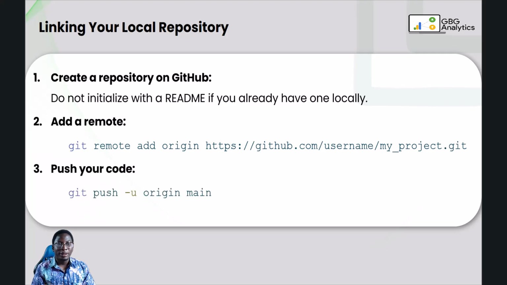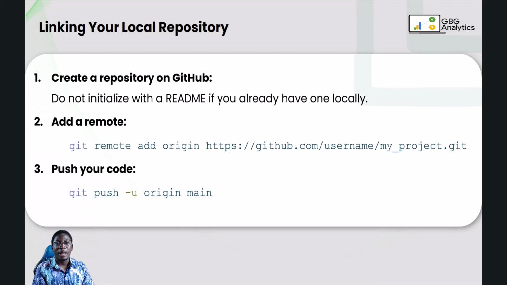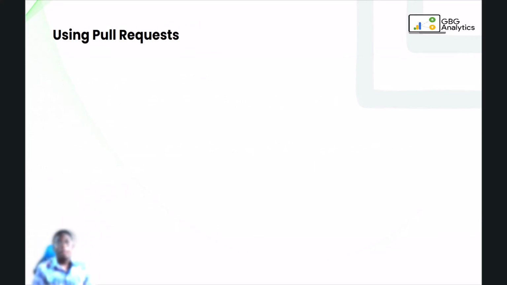After you have done everything, then you can push your code into remote by using git push -u origin main. This will then push all the code that you have in the local repository on your computer into the GitHub repository.